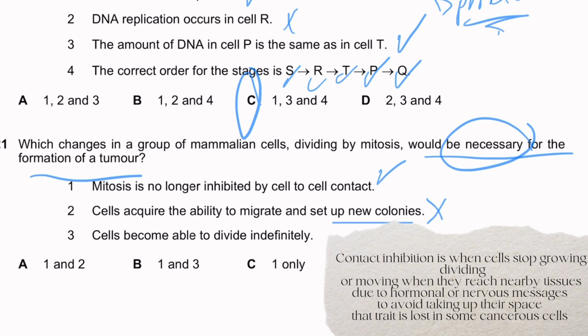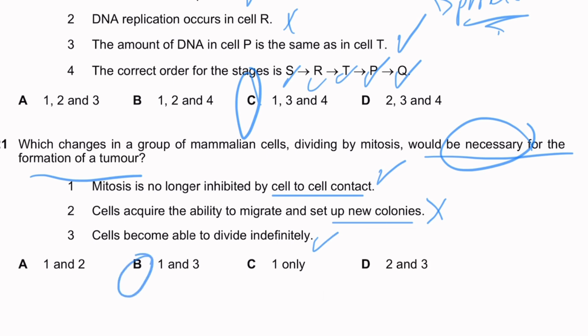Cells become able to divide indefinitely. Obviously, this is needed, okay? And no longer inhibited by cell-to-cell contact, obviously, because normally hormones would inhibit mitosis, maybe something else, like nerves. There's lots of messages that come to cells to stop them from doing this. But mostly when it comes to a tumor, the cells are going to be going crazy. They're not going to be responsive to any kind of nervous or hormonal interaction. They're just going to be dumb, okay? That's why the answer here is letter B.